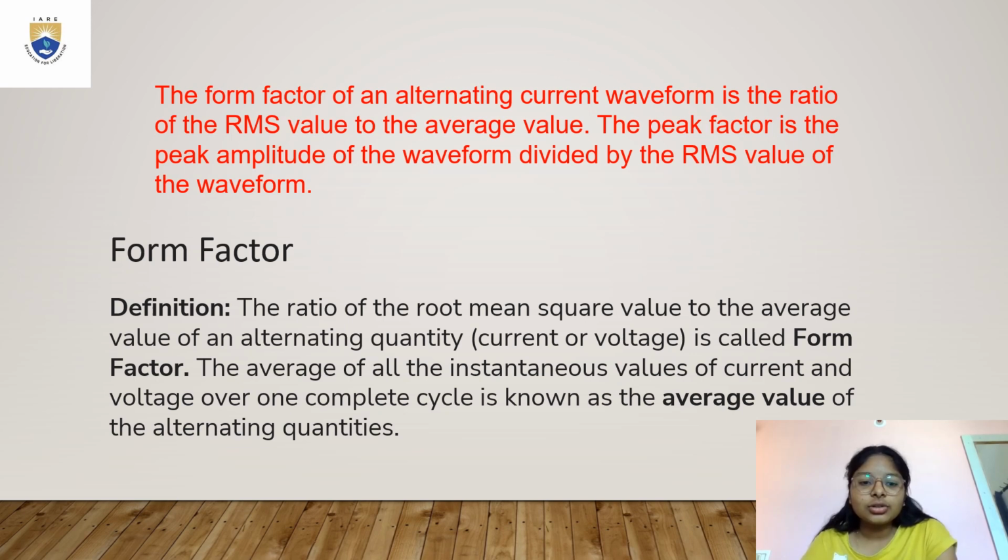The definition is the ratio of the root mean square value to the average value of an alternating current quantity, that is current or voltage, is called form factor. The average of all the instantaneous values of current and voltage over one complete cycle is known as the average value of the alternating quantities.